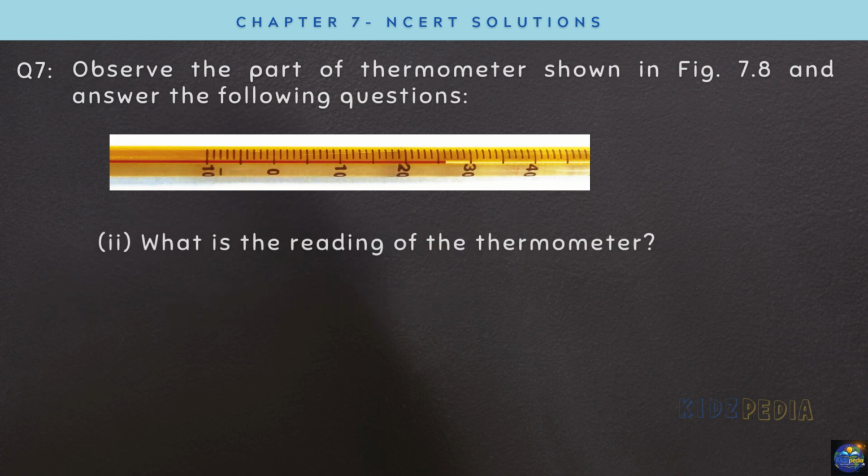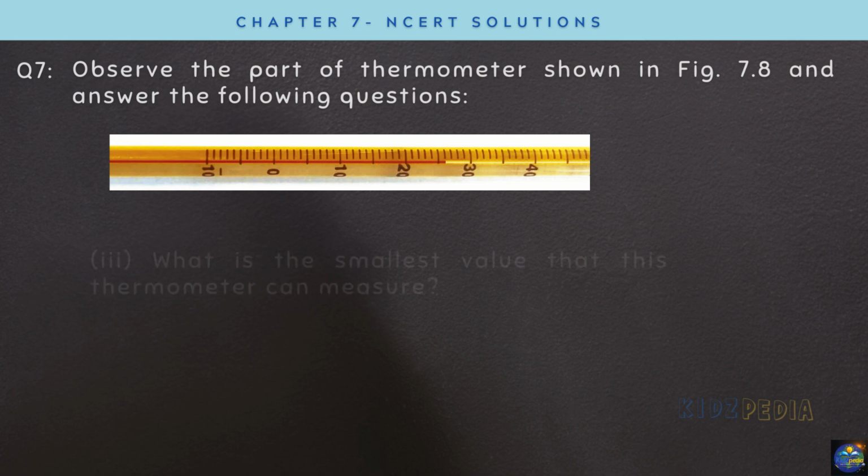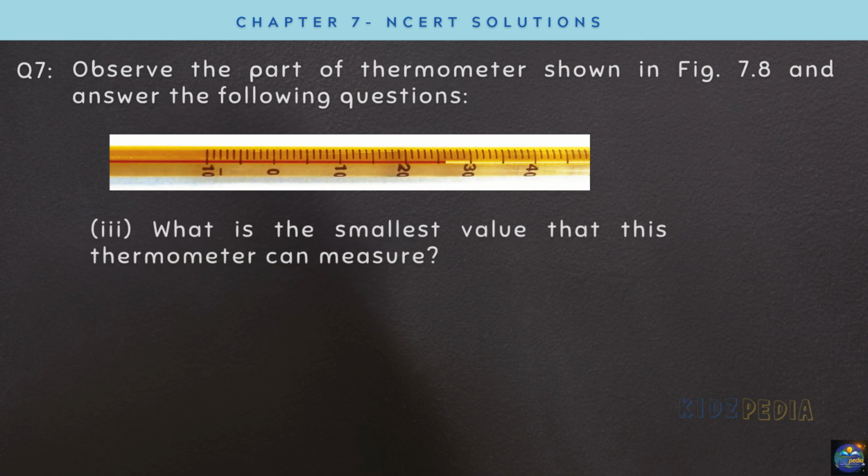Second question, what is the reading of the thermometer? The reading is the temperature indicated by the top of the liquid column on the scale. So, here each small division is 1 degree Celsius. So, here the answer is 26 degrees Celsius. Third one, what is the smallest value that this thermometer can measure? The answer is minus 10 degrees Celsius.